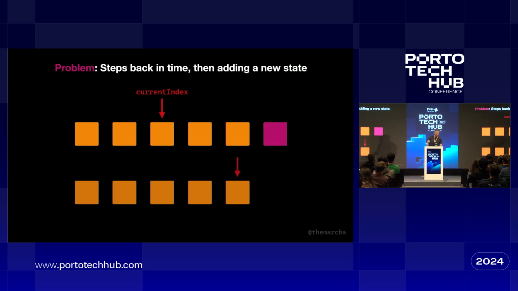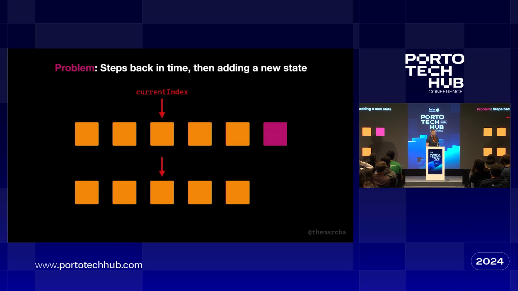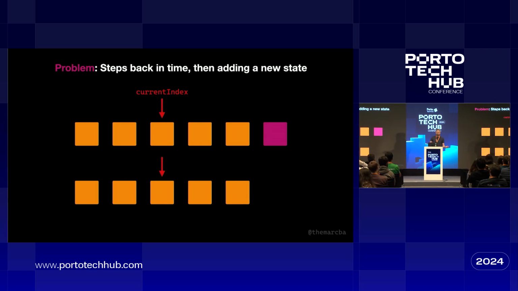So what we really want to do is we have our index there, it jumps back, and then when we do a new step, when we add a new state, what do we do with the history, or in this case, the future? A little bit tricky, but yeah.